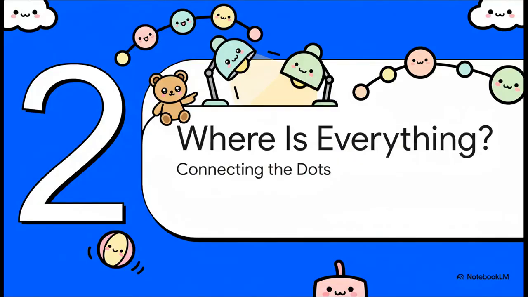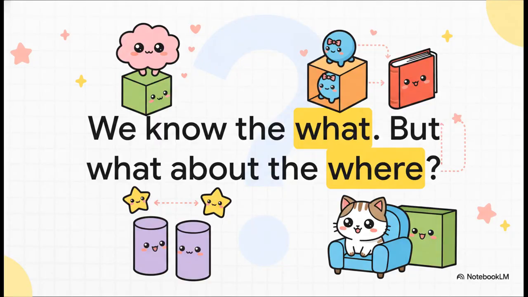Okay, let's get into our next section. We've got the what figured out, but now for the really fun part: how do we say where everything is? How do all these objects relate to each other? This, my friends, is where the magic happens. We're about to learn some small but super powerful words. Think of them like the glue that holds our sentences together and makes everything make sense.